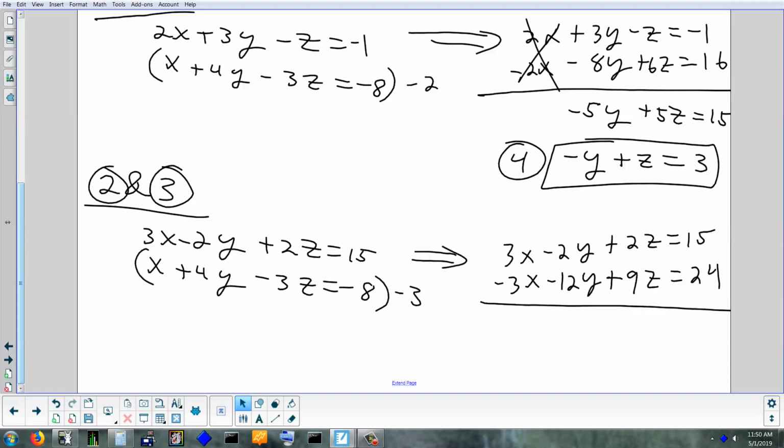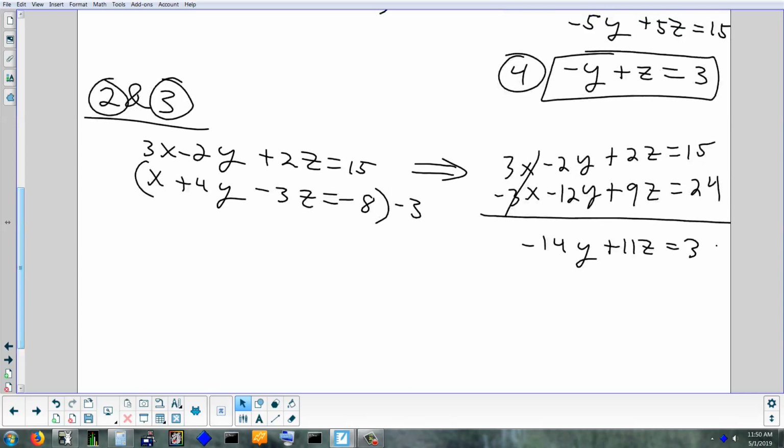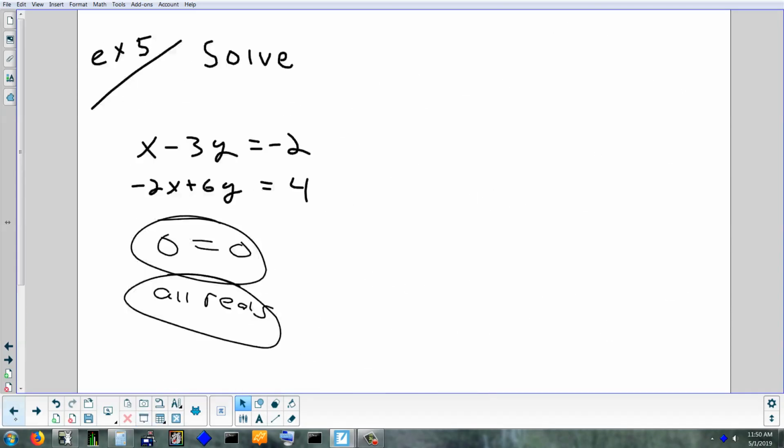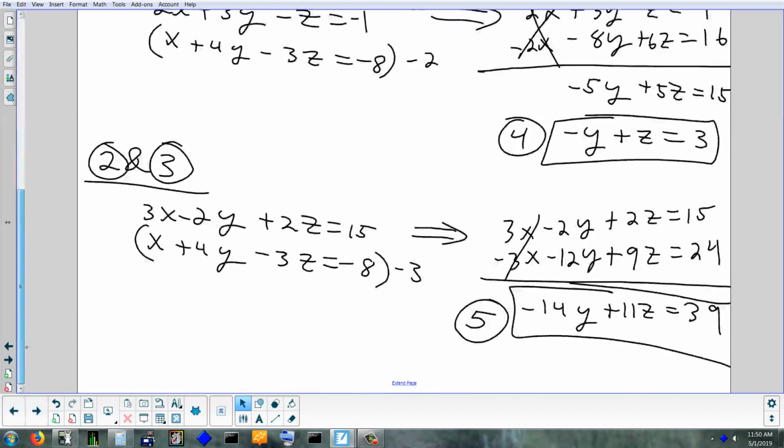What happens when you add up your x's? Cancel. Gone. When you add up your y's? Negative 14y. Your z's? 11z. And your constants? 39. So now, let's call that equation 5. What we've done now is we've turned the problem that had 3 variables into a problem with 2 equations, 2 letters.